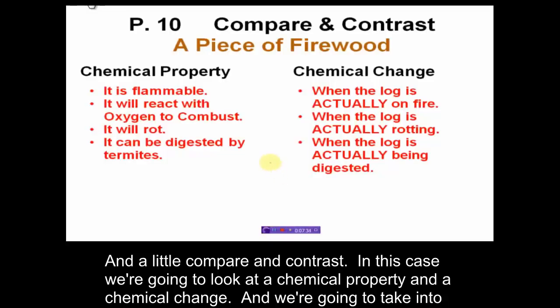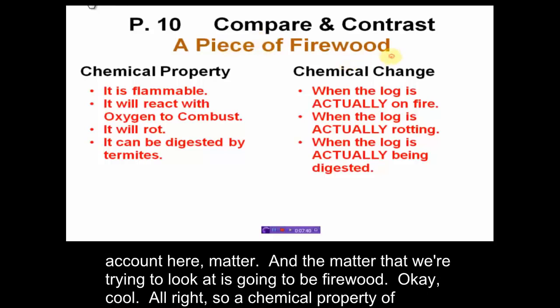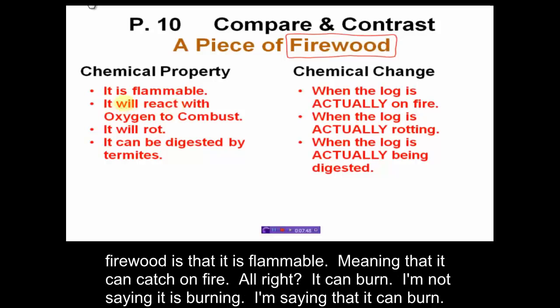And a little compare and contrast. In this case, we're going to look at a chemical property and a chemical change. And we're going to take into account matter. The matter that we're trying to look at is going to be firewood. Okay, cool. All right, so a chemical property of firewood is that it is flammable, meaning that it can catch on fire. All right, it can burn. I'm not saying it is burning. I'm saying it can burn.